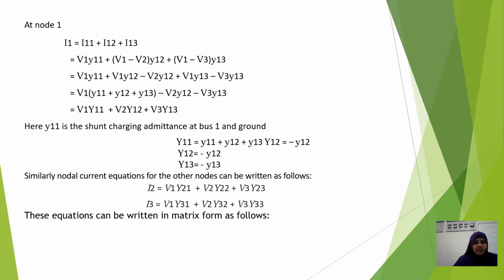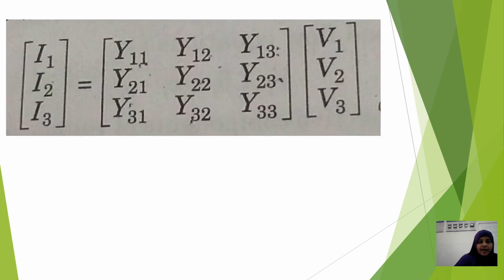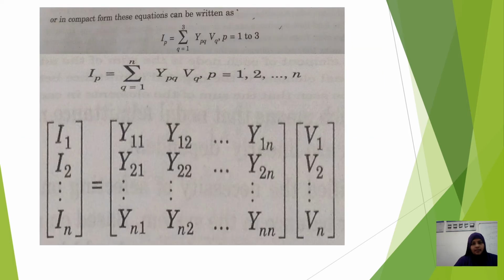So these equations of I1, I2 and I3 can be written in matrix form also like this. That is, I1, I2, I3 is equal to the matrix Y11, Y12, Y13, Y21, Y22, Y23, Y31, Y32, Y33 into V1, V2, V3. Or in compact form, these equations can be written as IP is summation Q equal to 1 to 3 of YPQ VQ, P equal to 1 to 3. So this is what I have written for the 3-bus system.